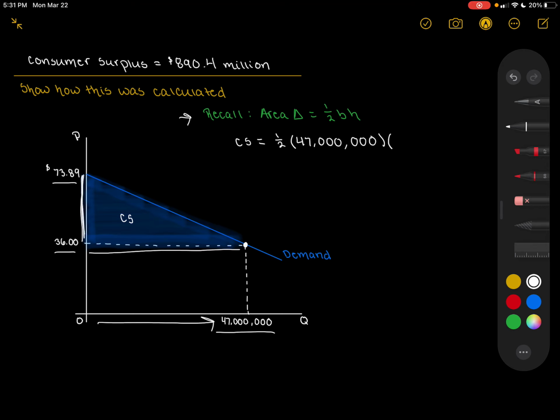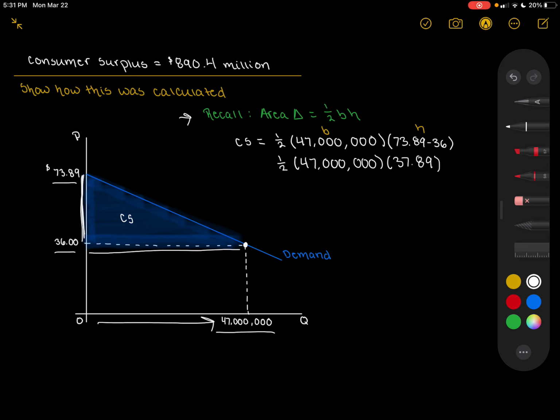So 73.89 minus 36, right? That would give us whatever our height is. Let's go ahead and simplify a little bit. So we have 1/2, 47 million, times, that's 37.89.